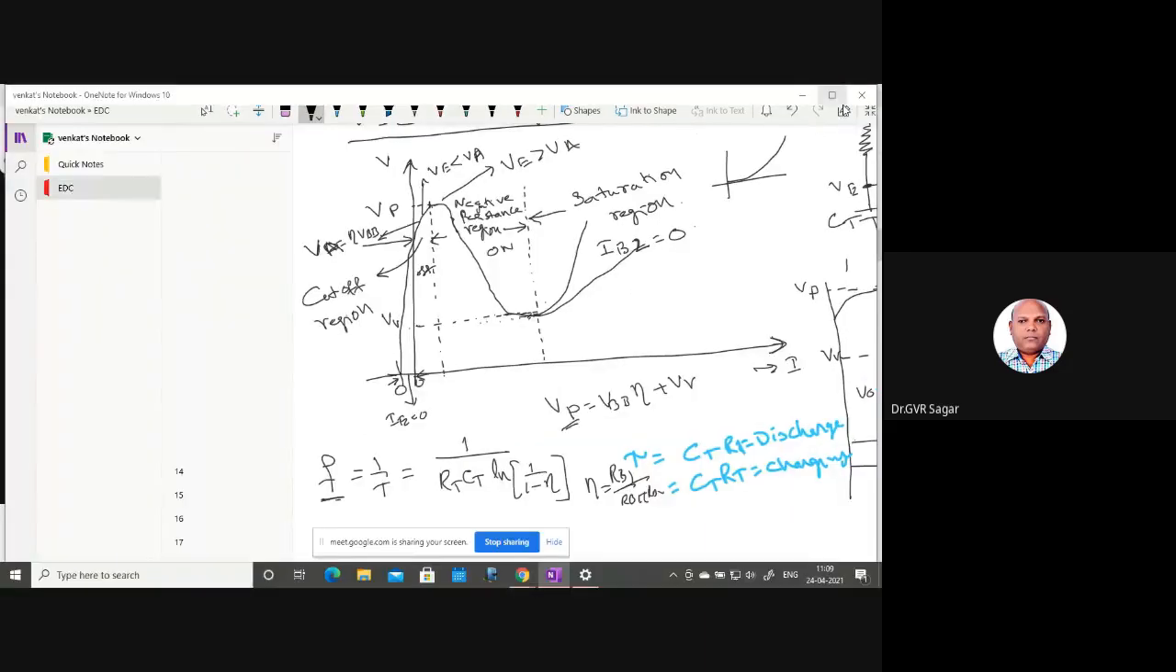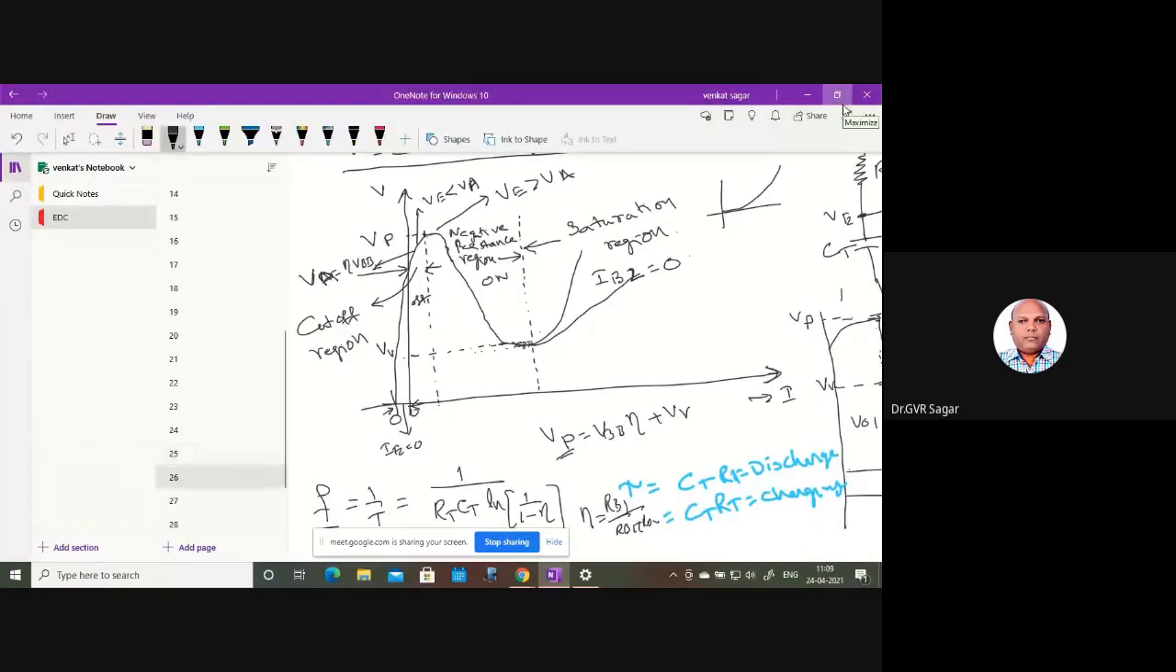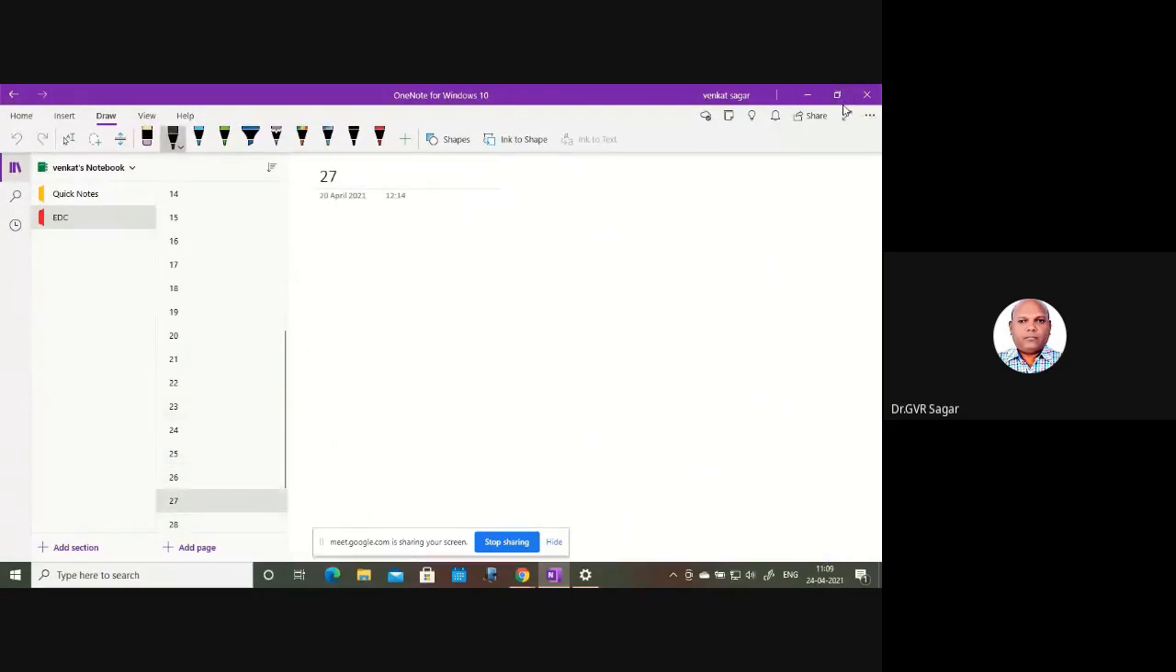And one more device in this chapter that we left is the SCR, silicon controlled rectifier. We will see this in the next class. There is only one topic remaining: the SCR is there and one solar cell is there. These two we will cover in the Monday class.